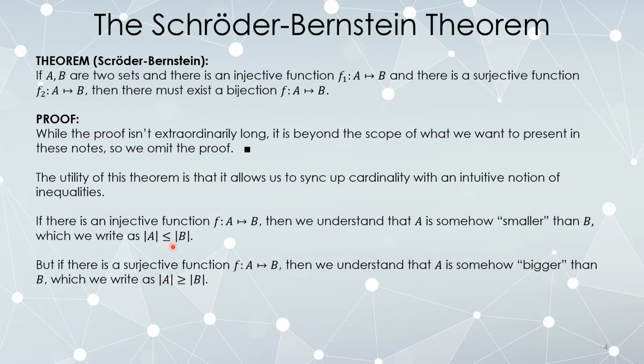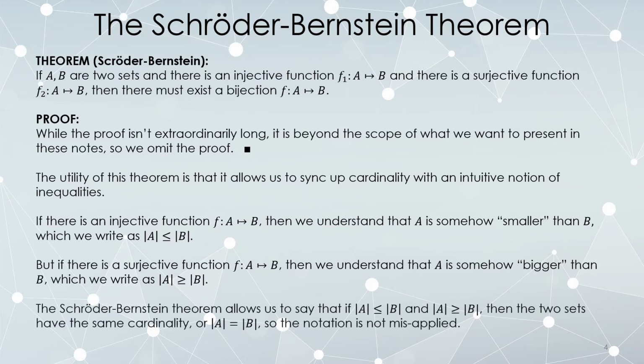And this is all perfectly well and good and consistent because the Schroder-Bernstein theorem says, if there's an injection from A to B and a surjection from A to B, then there is a bijection from A to B, which means this inequality notation is consistent with how we're used to using inequalities. So the Schroder-Bernstein theorem allows us to write cardinalities in terms of inequalities like this. I can talk about one set having cardinality less than or equal to another, and I can talk about one set having cardinality bigger than or equal to another, and there's a sensible way of interpreting that about injections or surjections existing between sets.